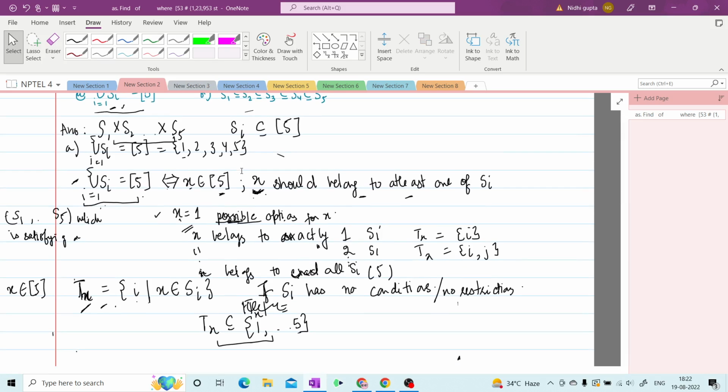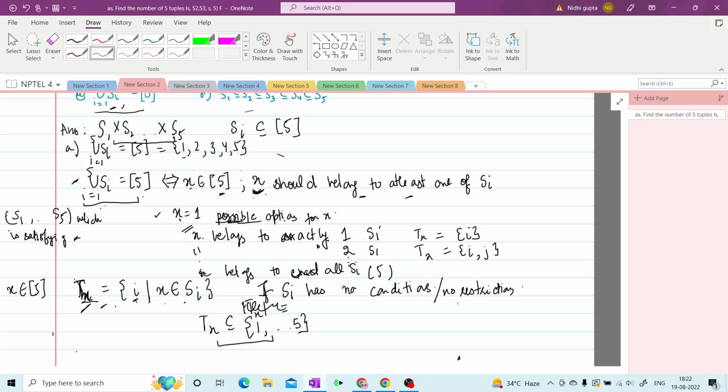Since x should belong to at least one of the Si, either x can belong to exactly one Si, or x can belong to exactly two Si's, or go on like this: three Si, four Si, and five Si's, because we have a tuple of five sets. Now we are creating another set Tx, which is basically recording the indices i where x can belong to. Okay. Tx is basically all those indices i where x is going.